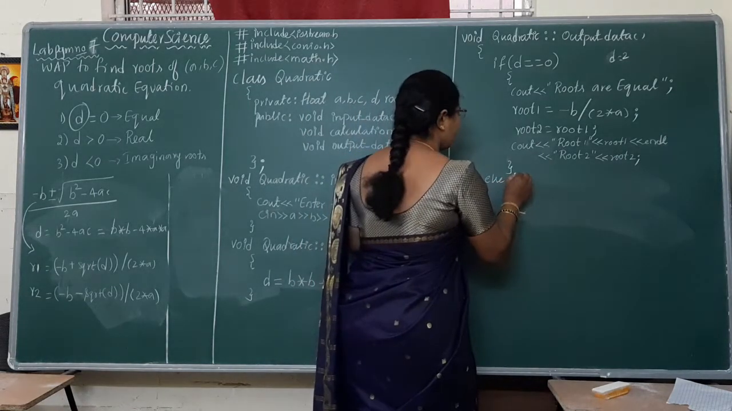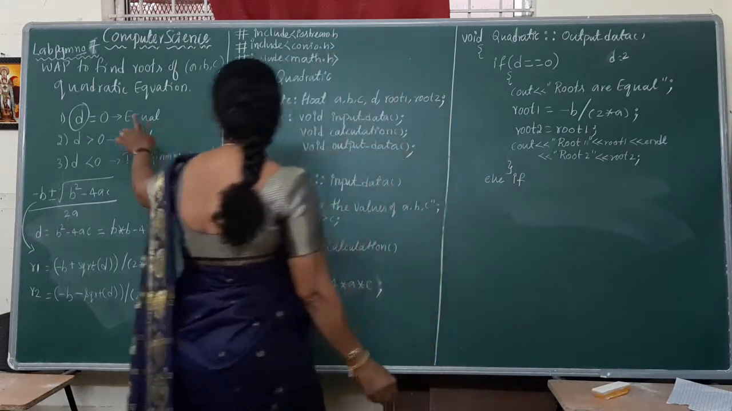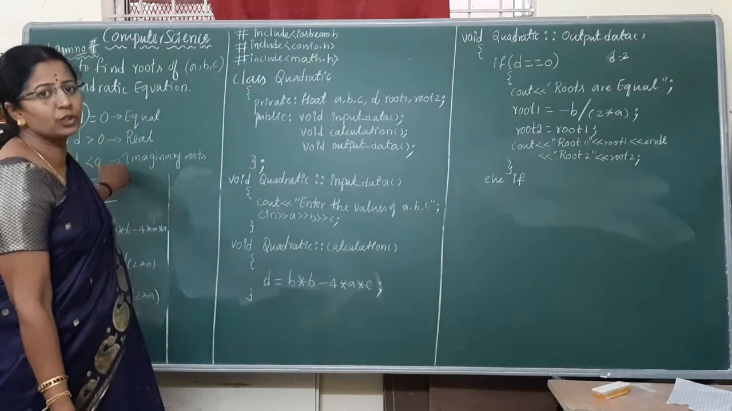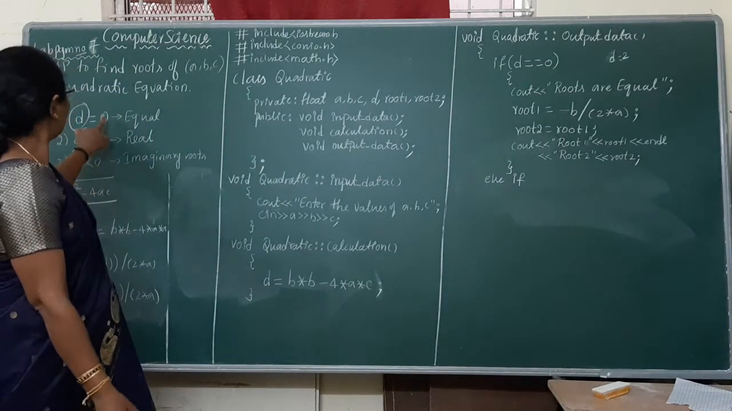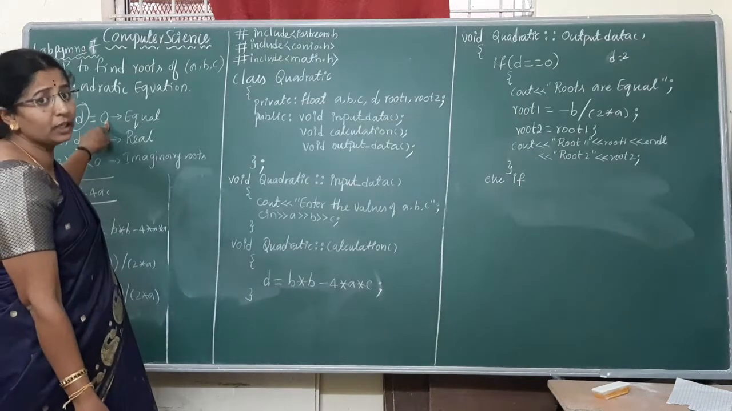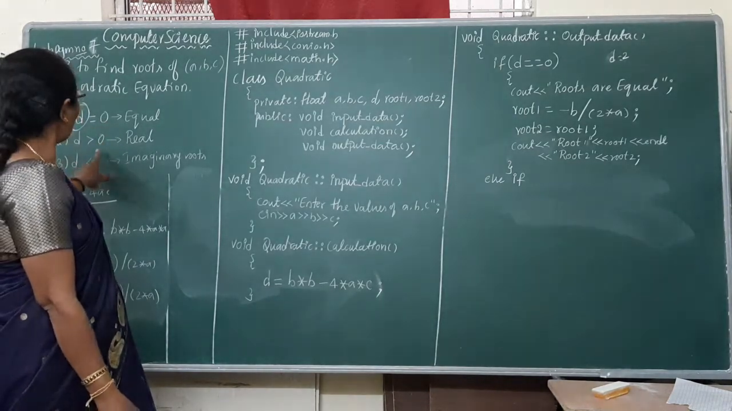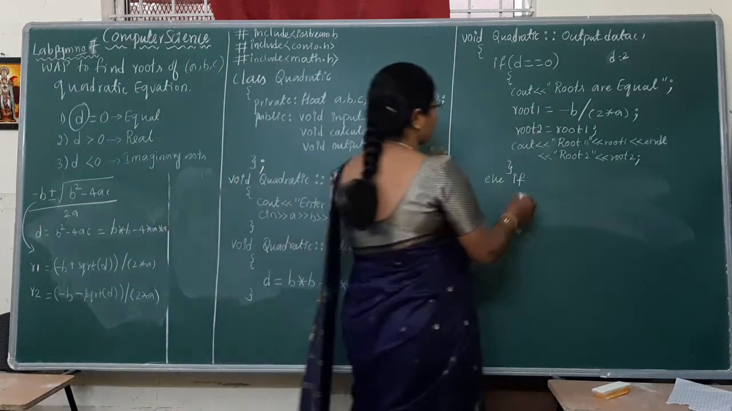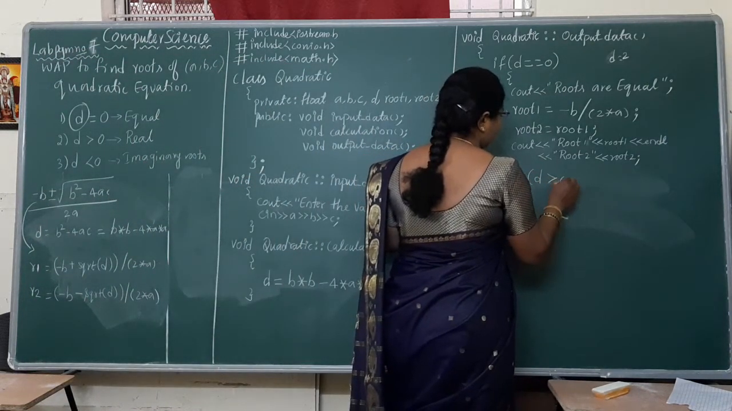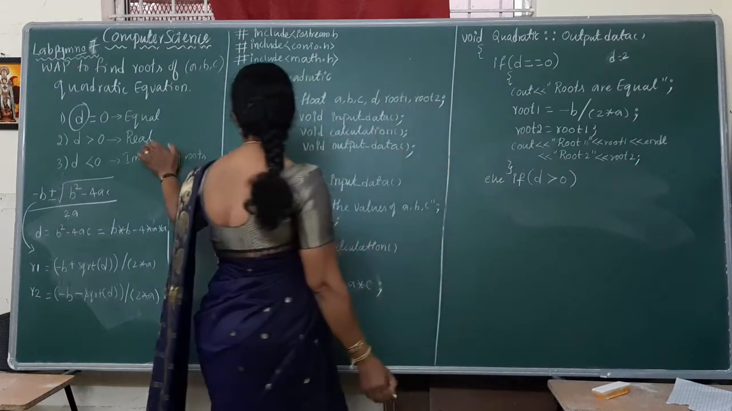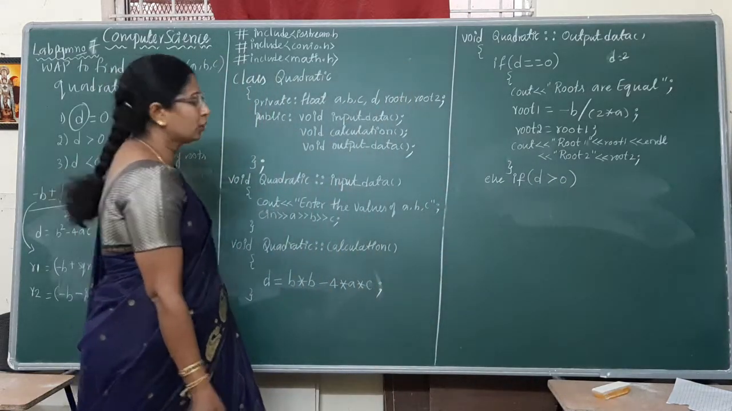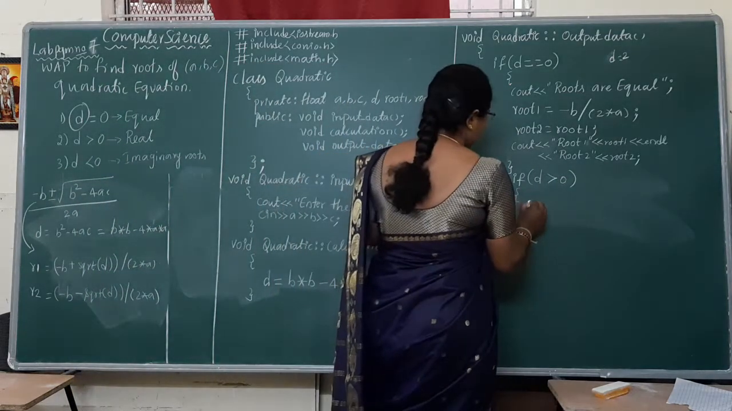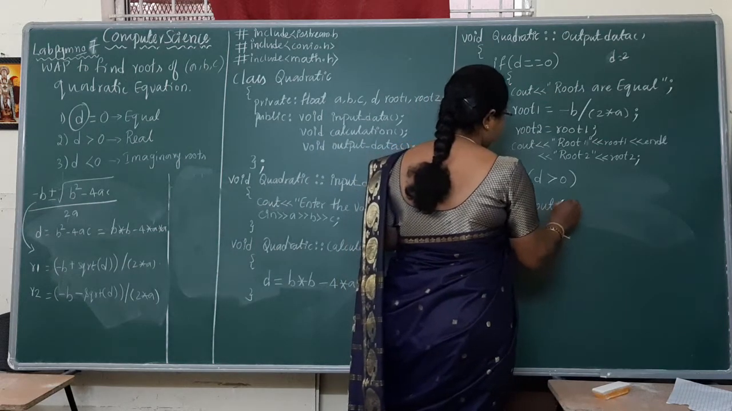In the else, we are going to check one more condition. There are 3 conditions here, so we need to use else if. First we tested for D equal to 0. Now I am testing for D greater than 0. If the discriminant value is greater than 0, then what kind of result is that? The roots are real roots. Display the message.